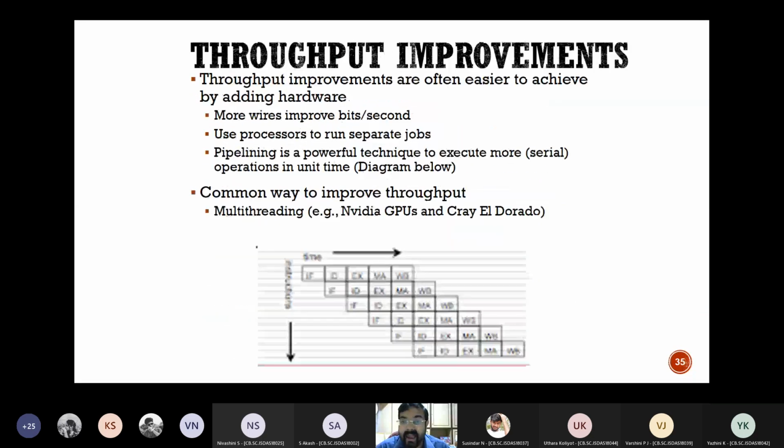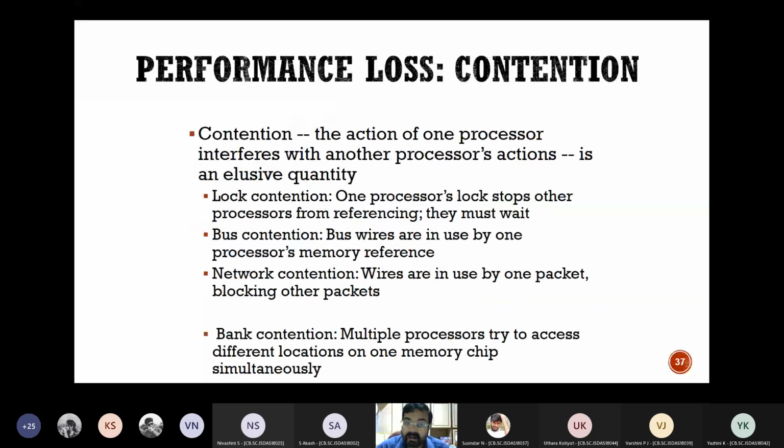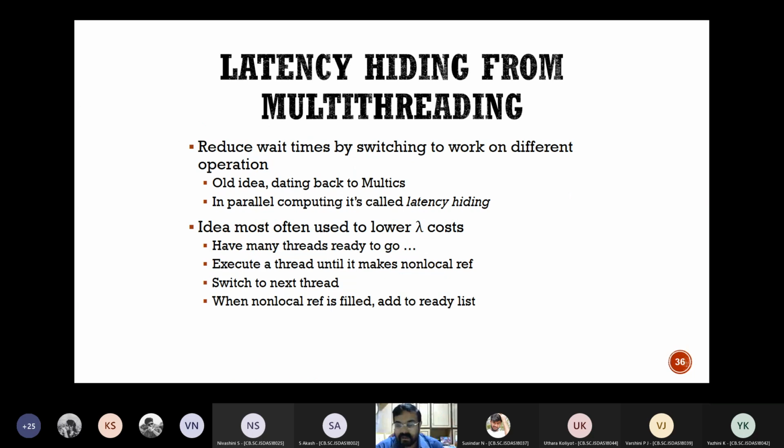And one more way that you can have overhead is contention. The action of one processor is interfering with another processor. Both of them are accessing the same resource. It could happen. And both are accessing the same bus. Both got into some deadlock condition. All these will result in performance loss.